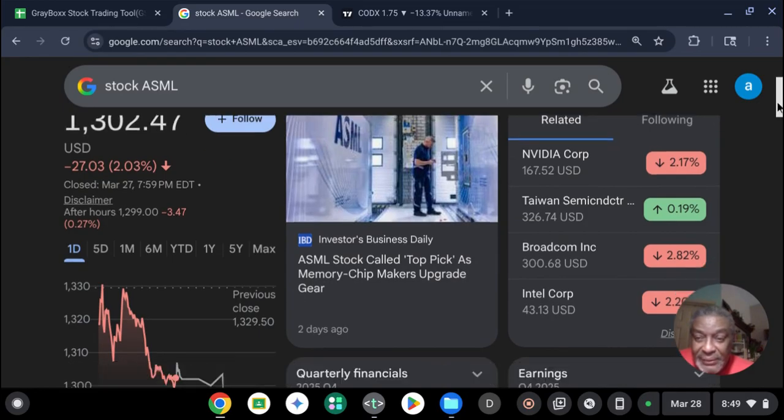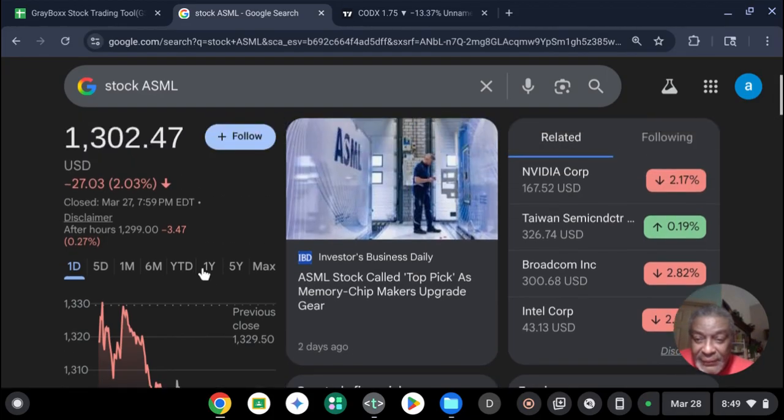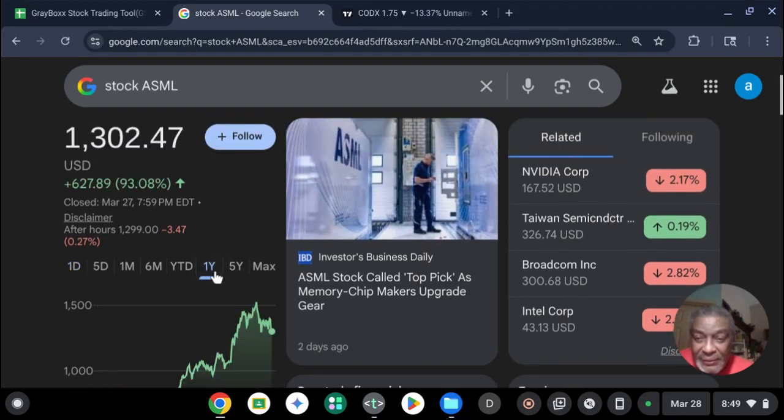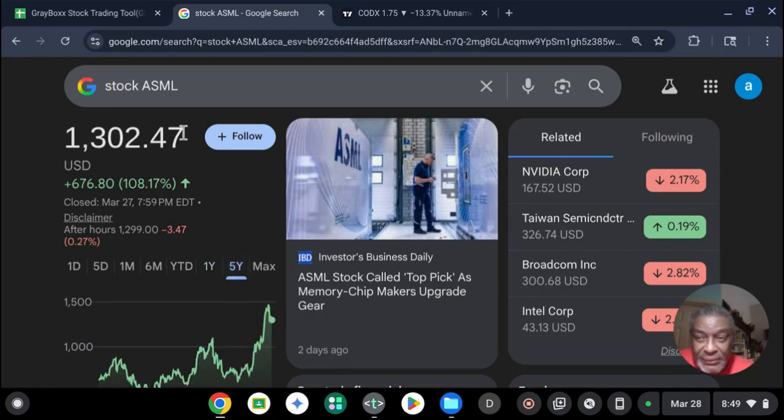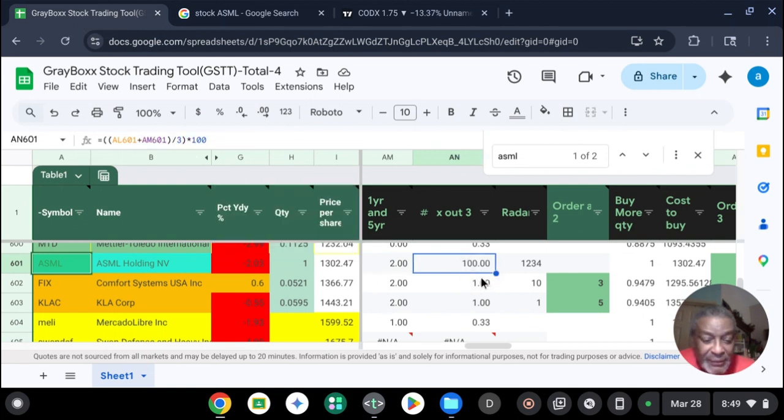And we can see the 1 year percent. Need to have this here so we can see the 1 year percent. Within the parentheses it is 93%. The 5 year is 108. We can go back to our stock tool and see how close we pull those numbers in.